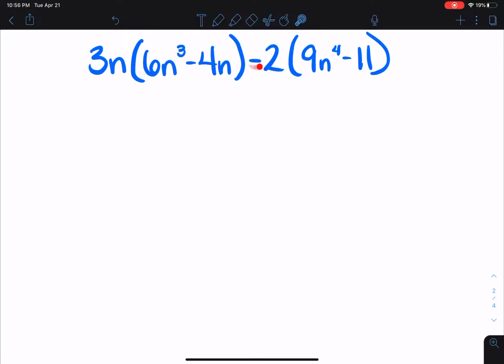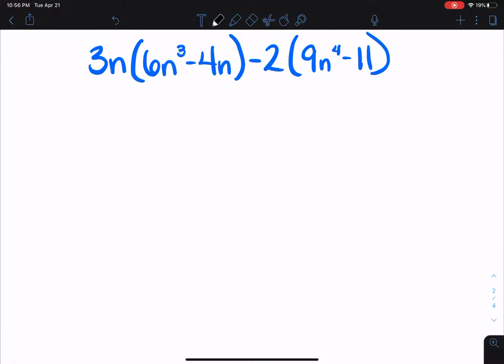Make sure that you keep that negative with the 2. This is negative 2 times all of this. The negative is important to distribute to both. Okay? If you didn't do that, it would be negative 2 times 9n to the fourth, and then this would stay negative 11 instead of flipping for a negative times a negative to being a positive. It wouldn't do that. So you need to make sure that you keep this negative 2.